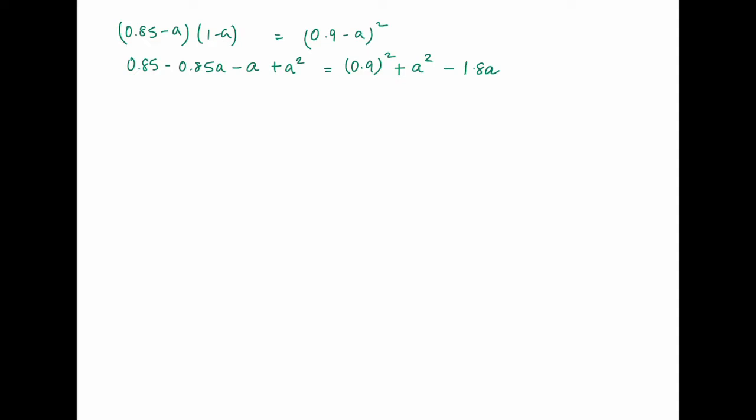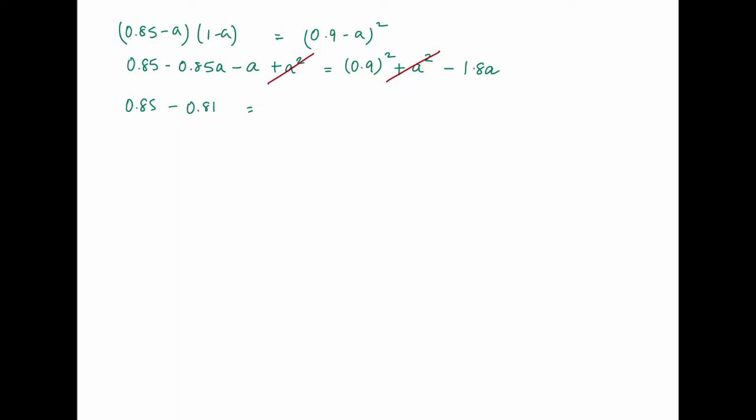Okay, so I can see these a squares will cancel each other out because they're equal on both sides. Of course you can do the algebra and they'll still work out the same way. And I'm going to combine all the a terms on one side and the constants on the other. Okay, so we'll have 0.85 minus 0.9 squared is going to be 0.81.